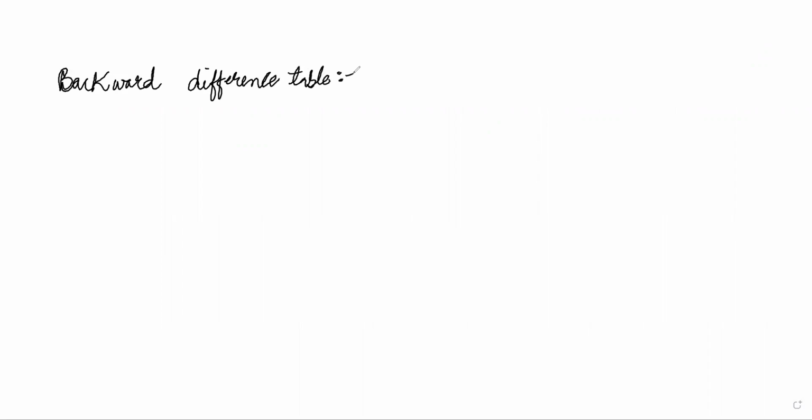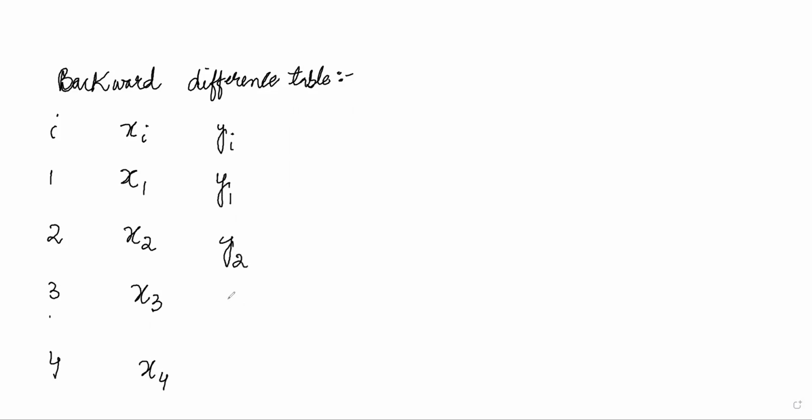Okay, as far as the backward difference table is concerned, how do we start it? Again, let this be I, this be xi, and let this be yi. Let's take again the four values 1, 2, 3, and 4 as the xi values. So these are x1, x2, x3, x4, and this is y1, y2, y3, and y4.